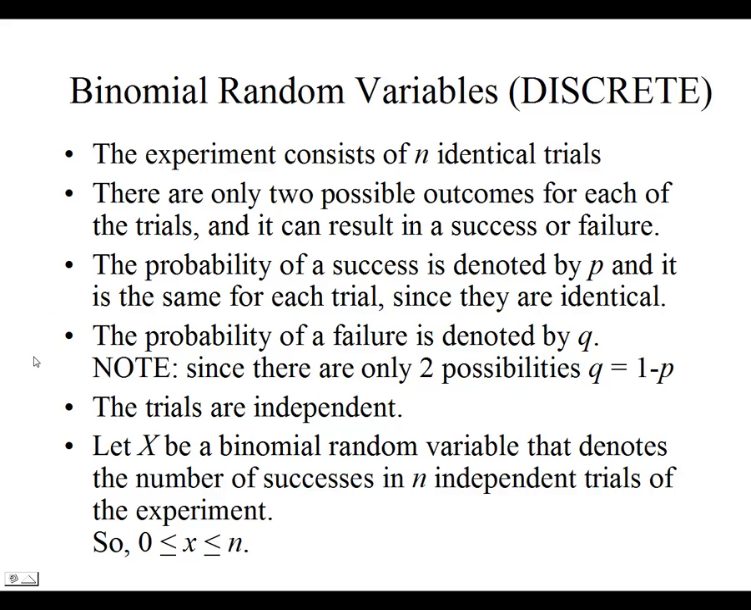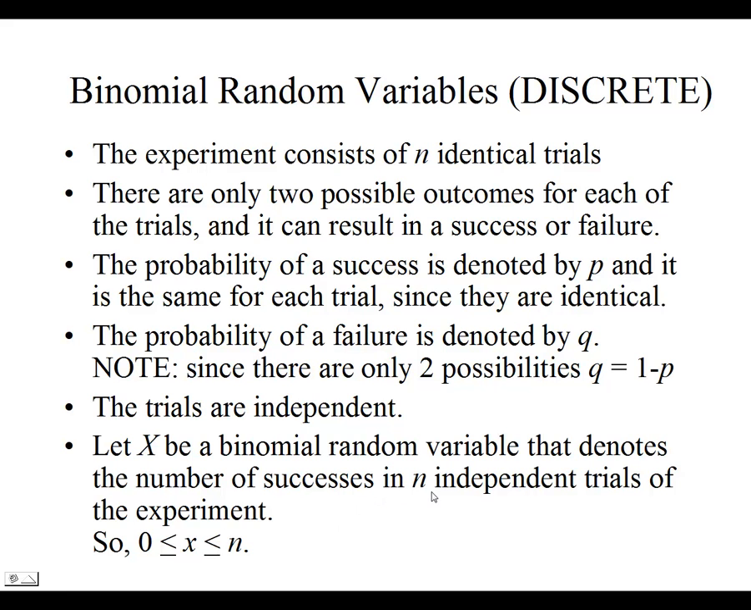Now the probability of a failure is going to be the letter Q, and it's going to be 1 minus P. You either make the free throw at 0.7 or miss the free throw at 0.3. There's no other possibility. The trials must be independent of each other. And our notation, we're going to use a binomial random variable. X will be our letter for that. You can use other letters if you want, but I'm going to use X.